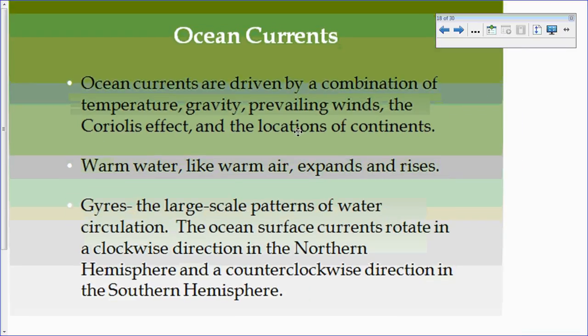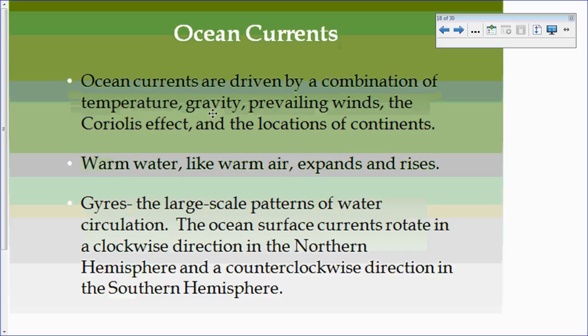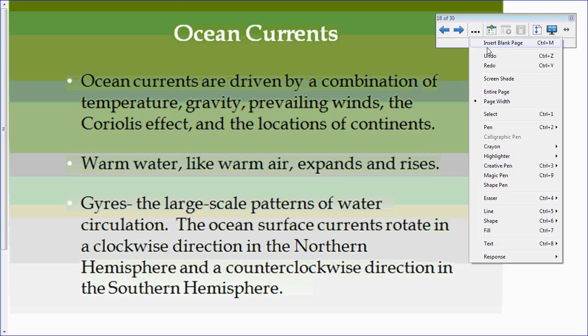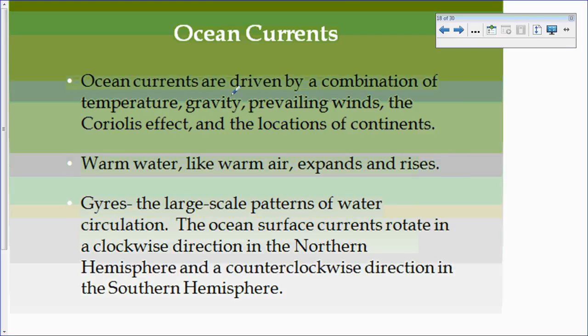The ocean currents are a combination of temperature, gravity, that's important, right? Prevailing winds, the Coriolis effect, and location of continents. So this is something where you're going to compare these differences and similarities. Okay, so we have temperature, air currents were the same, atmospheric currents were the same, right?